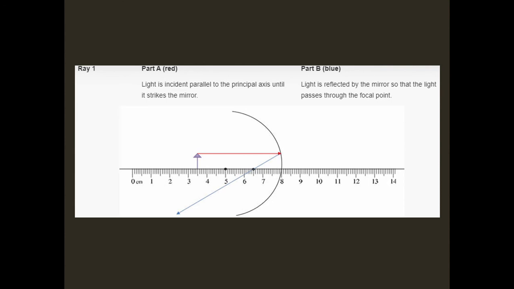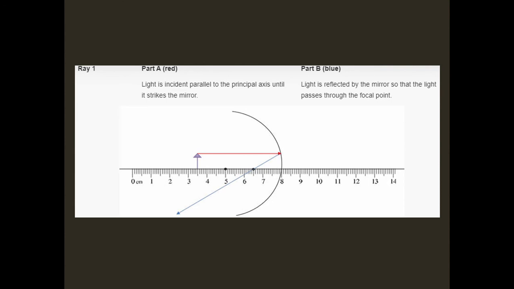So let's go by parts. Let's start with part A. Light is incident parallel to the principal axis until it strikes the mirror. And part B, light is reflected by the mirror so that the light passes through the focal point. Alright, so now, just like you can notice, and it's something that is very important to notice.